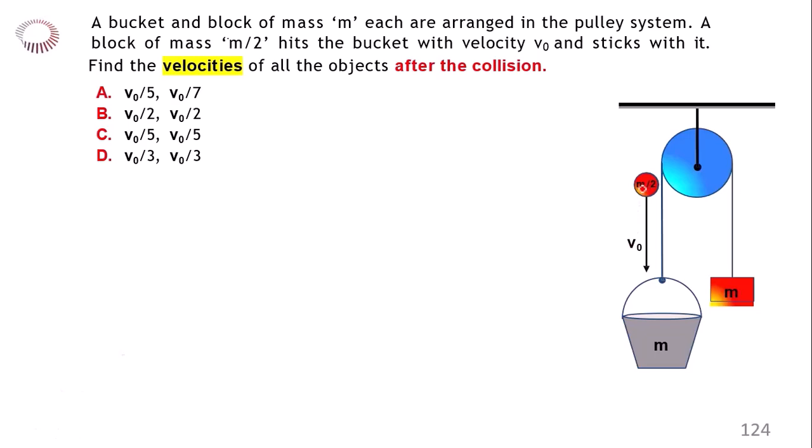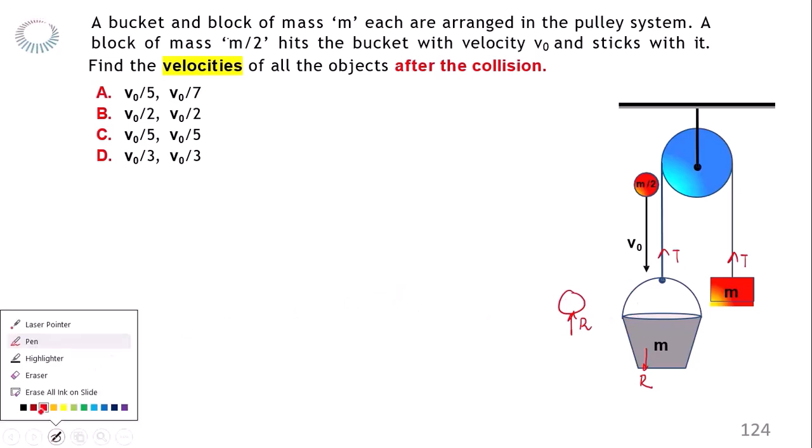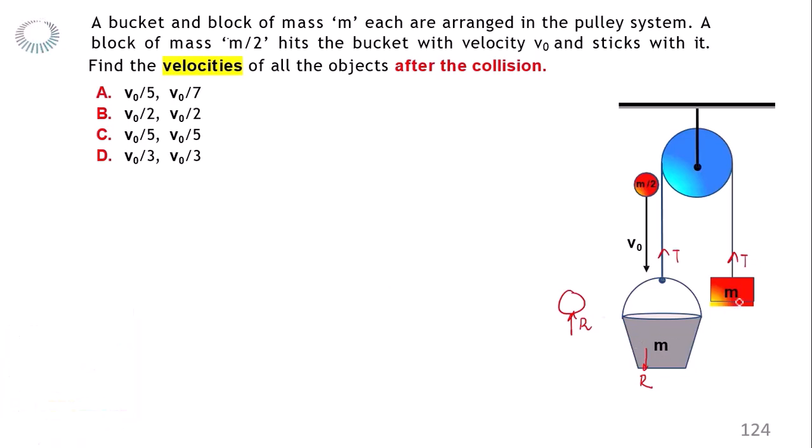So again I can see that whenever the m by 2 comes in contact with the bucket, it will give an impulse. So for the bucket, one impulse is provided by m by 2 in the downward direction, let us say R. Corresponding to that, the tension will also be impulsive. For the small m mass, only the tension will be impulsive. For the ball, R will be in the upward direction. Let us say after the collision is over, since the bucket and the block are connected by the string, the bucket is moving with the final velocity v.